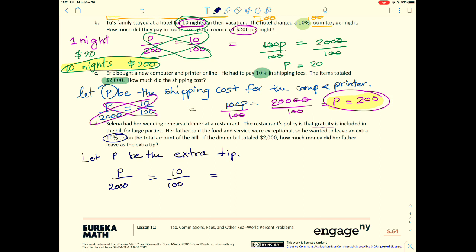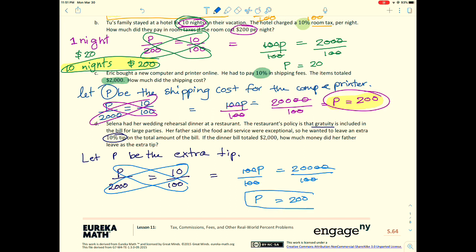Any ideas how much this is going to be? Okay, let's do it. Different color. We get the chance, we use all the colors. 100P is equal to 2,000 times 10, that's 20,000. Divide by 100 on both sides. P is equal to 200. So on the $2,000 bill, he left a $200 tip. Okay.